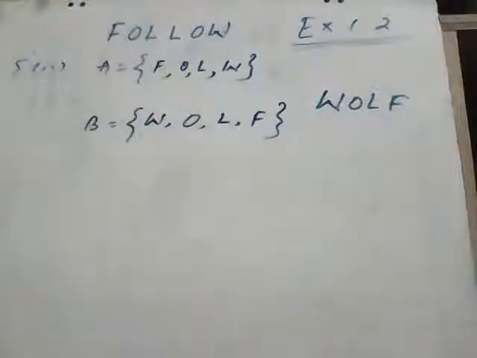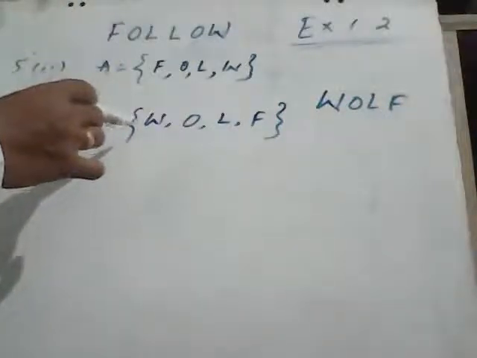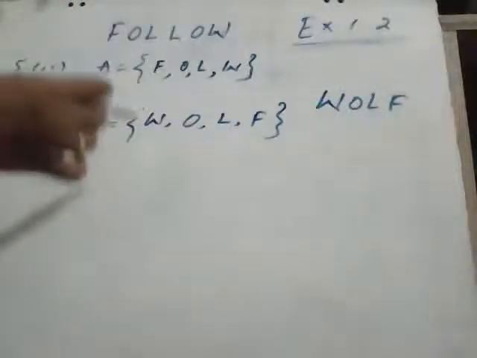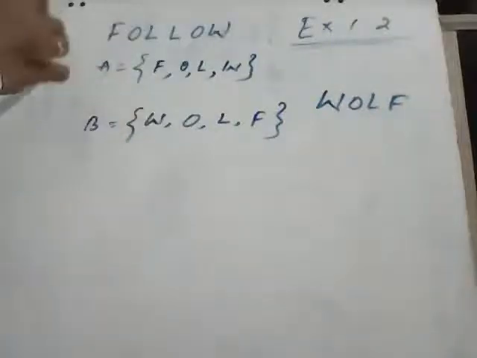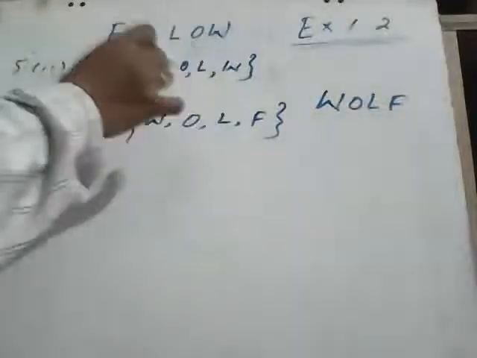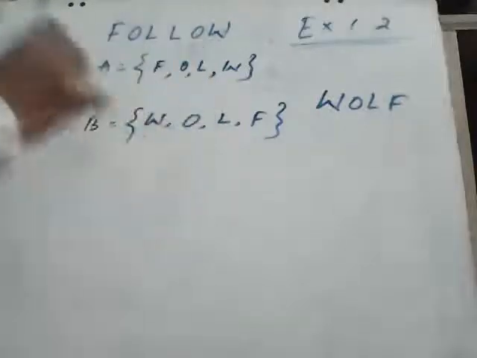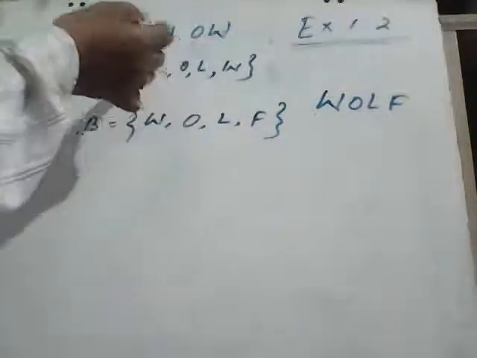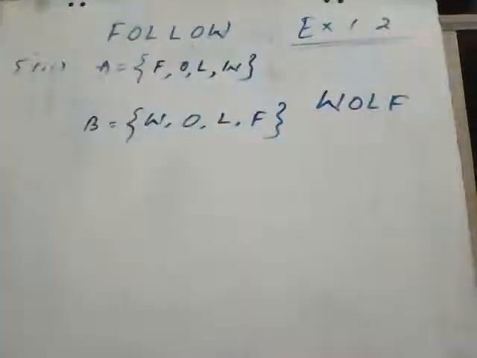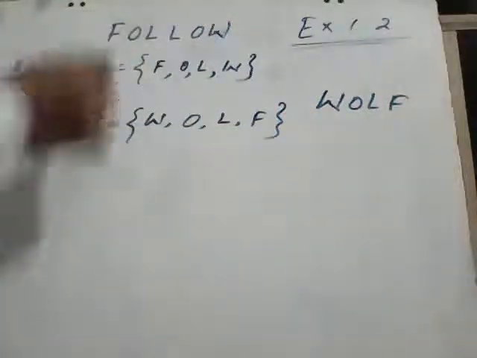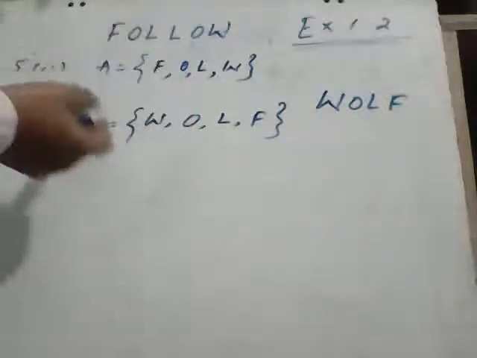Now check. All the letters of A are in B or not. All the letters of B are in A or not. F present here, O here, L here, W here. If you check in the reverse way, W here, O here, L here, F here. I mean all the elements of A are present in B. Elements of B present in A.